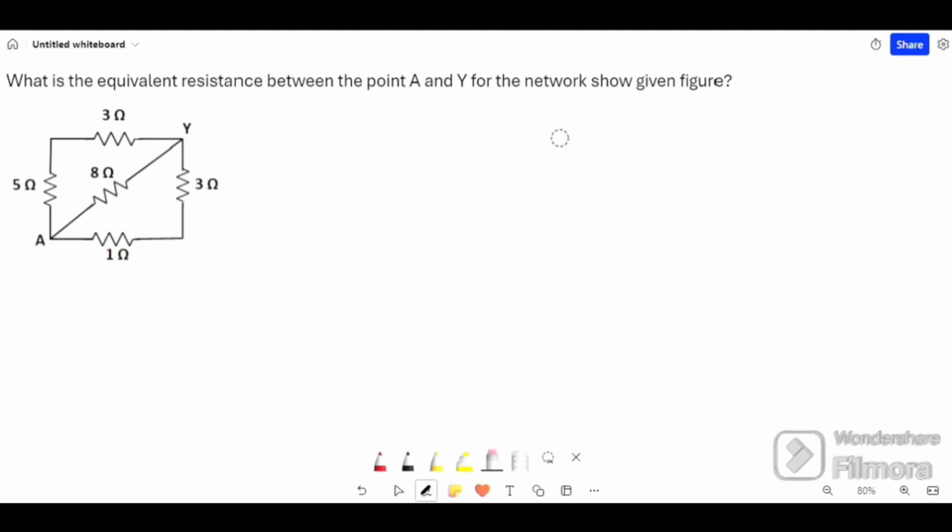This type of question is the most expected question from an exam point of view, where we need to find the equivalent resistance of a given network. Here we need to find the equivalent resistance between points A and Y in this network. To find equivalent resistance, first we need to know what is series and parallel connection. To know about series connection, let us consider two resistors R1 and R2.